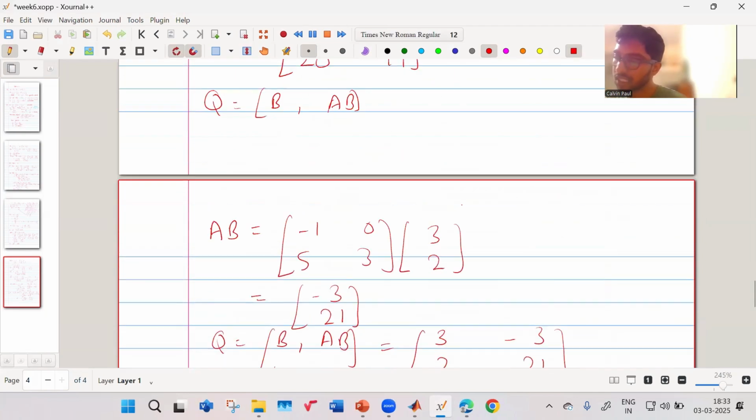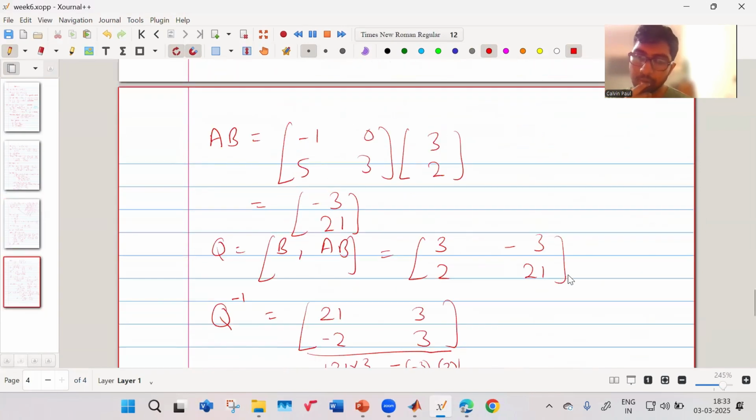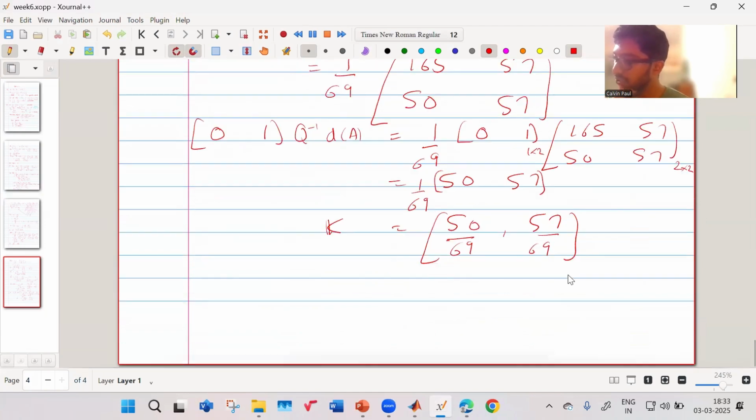I think I'll have to recheck the calculations. I'll recheck it and then I will add it, because I think both methods are giving a different value. And now this is not an MCQ where I can check which is the correct answer or not. So this I will check.